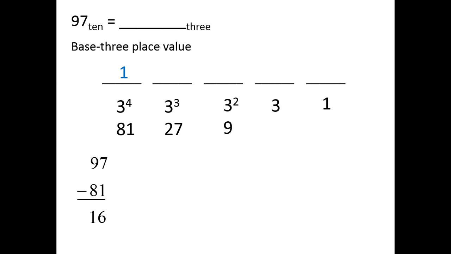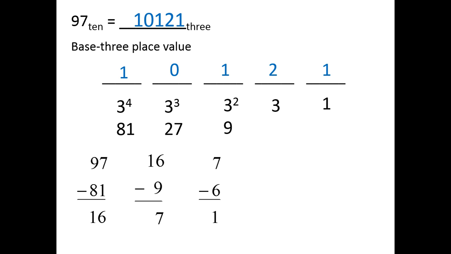The next place value in my base 3 number is 27s, and there are no 27s in 16. So I look at the next place value, which is 9. There is a 9 in 16. That would leave me with 7 to represent in my number. So now I go to my next place, which is 3s. I can get 2 groups of 3 out of that 7, which would leave me with 1 left over to represent in my 1s place. So 97 as a base 10 number is the same thing as 1, 0, 1, 2, 1, base 3.